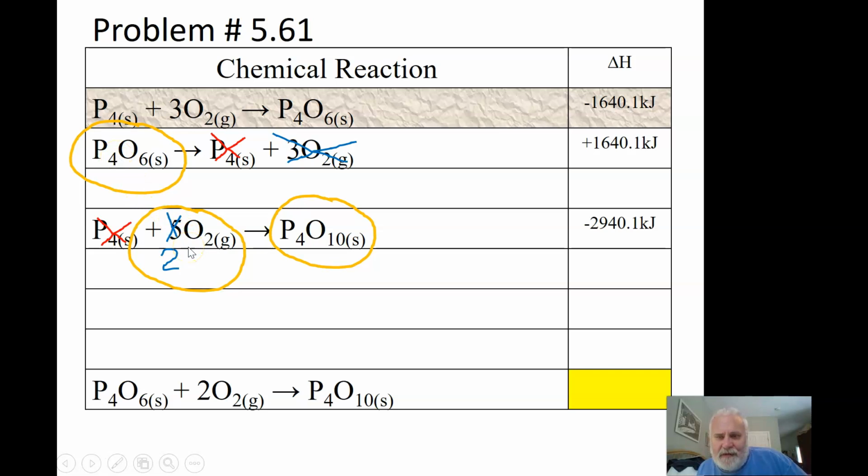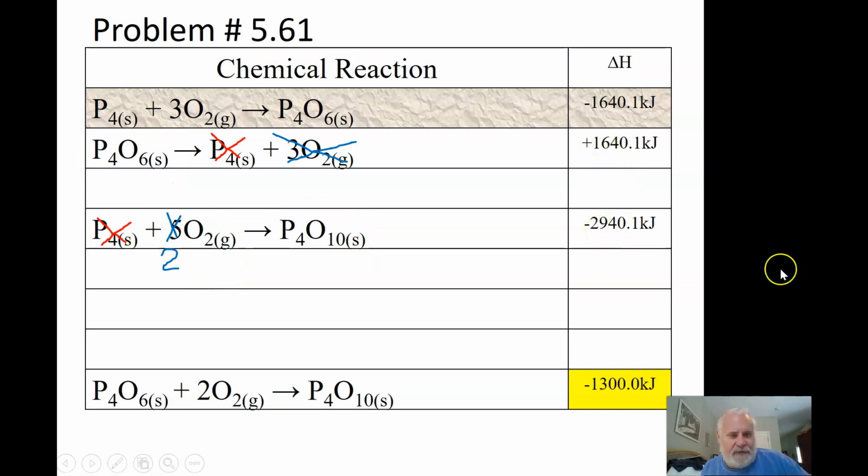And now I've got this on the left side of the arrow. I've got this on the left side of the arrow. Perfect. And I've got that on the right side of the arrow. So now these 2 numbers become additive. And you can see this one's a little bit more negative. So when you add those 2 numbers together, you end up with negative 13,000.0 kilojoules. All right? So that's Hess's law with a pretty straightforward one.